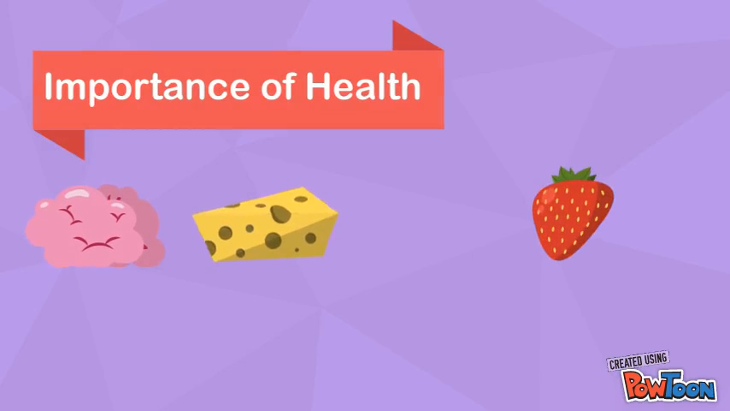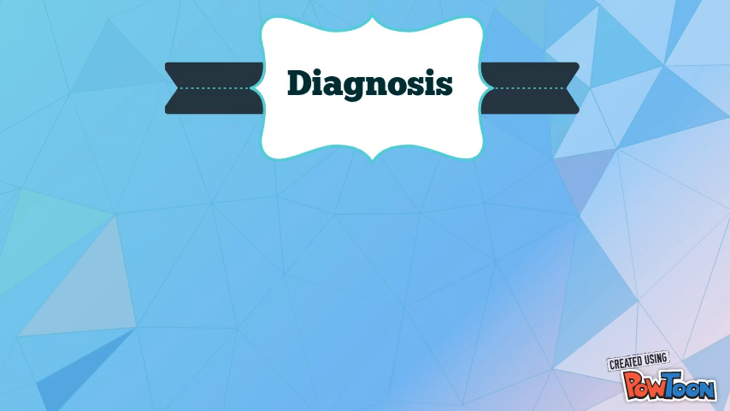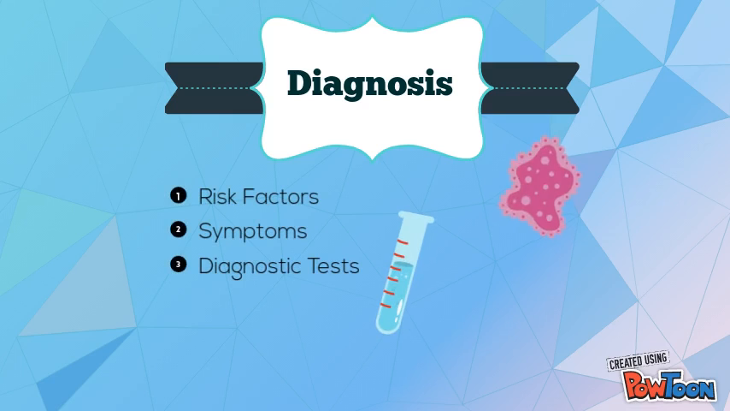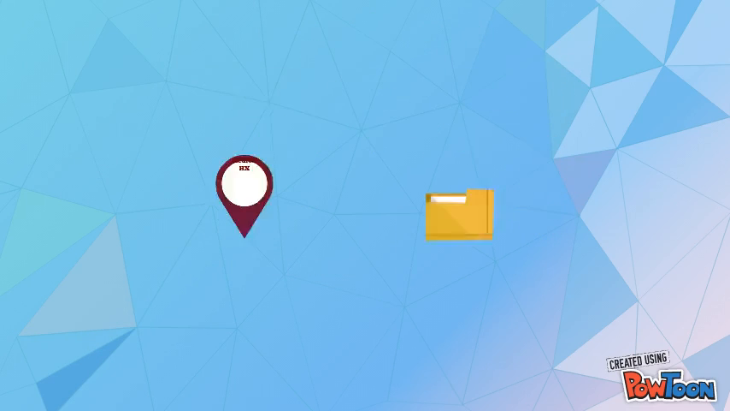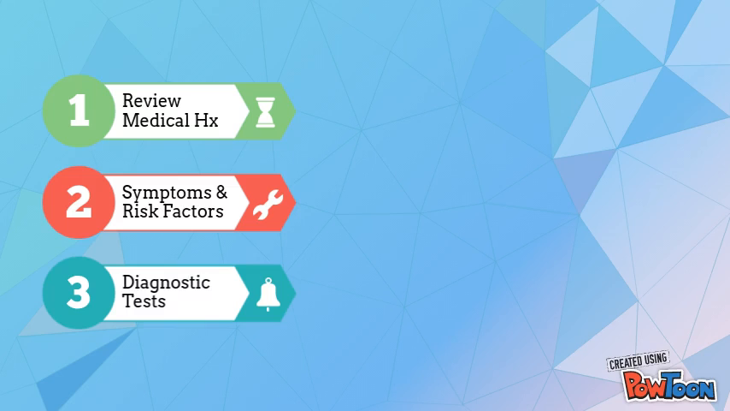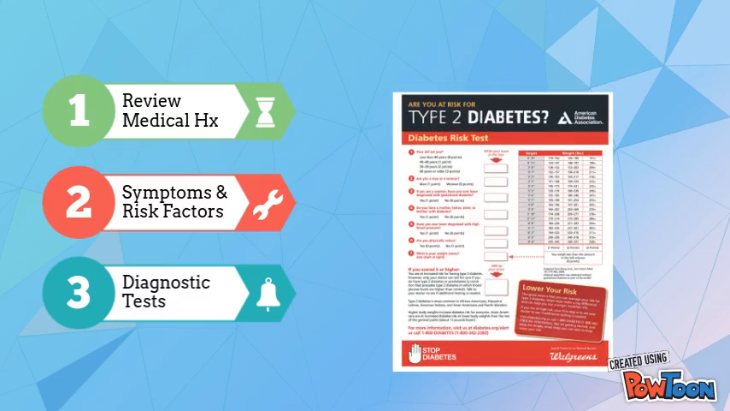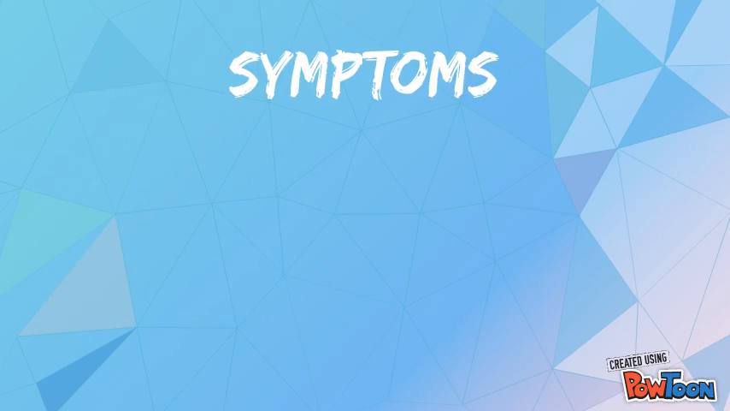Relevant diagnosis. When patients see their dental hygienist, it provides an opportunity to screen for undiagnosed diabetes. There are 3 main ways to screen for diabetes. Take time to review the patient's medical history, pay attention to potential risk factors of diabetes, and symptoms. There are many questionnaires like these that can help a patient identify symptoms and risk factors.